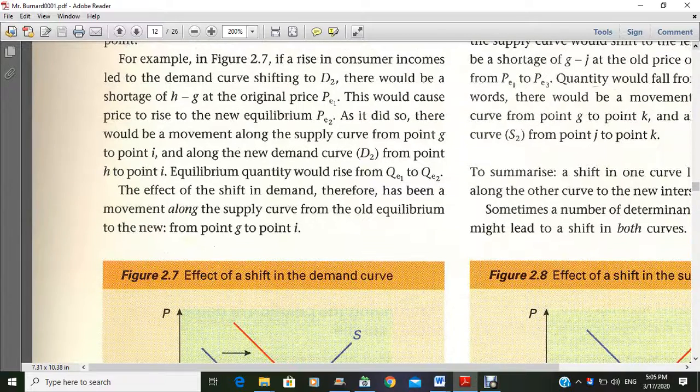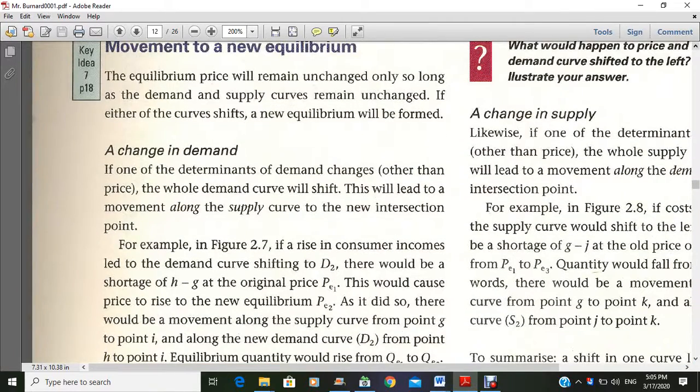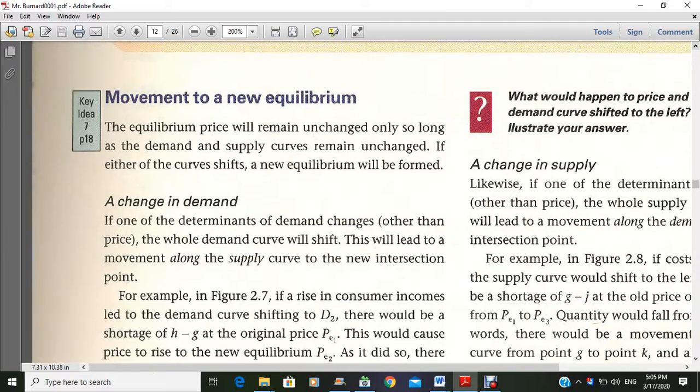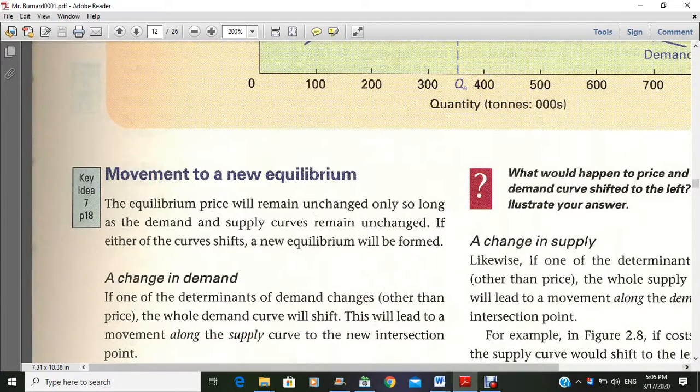Alright? Equilibrium quantity would rise from equilibrium quantity 1 to equilibrium quantity 2. The effect of the shift in demand, therefore, has been a movement along the supply curve from the old equilibrium to the new, from point G to point I. That is a change in demand, right? Let's look now at a change in supply.